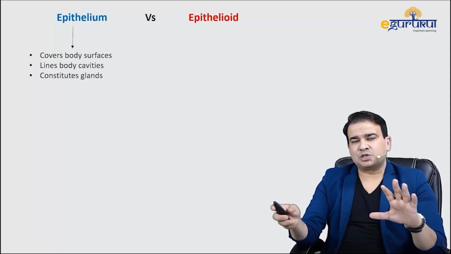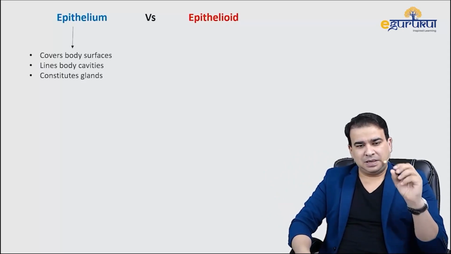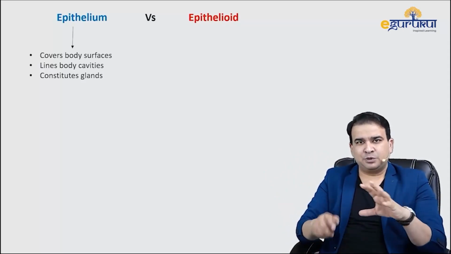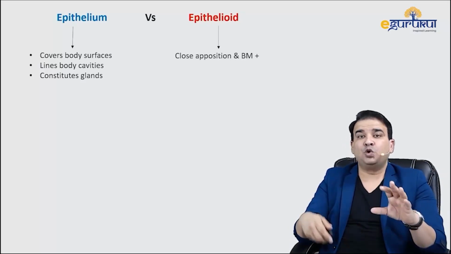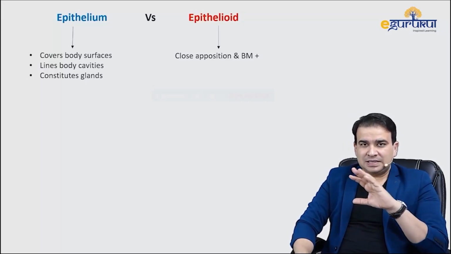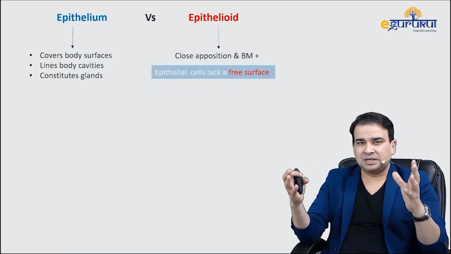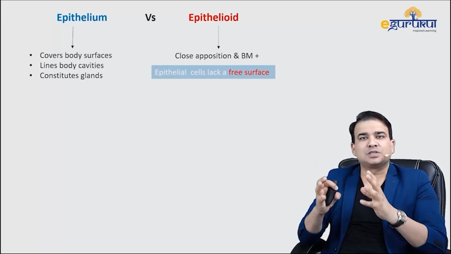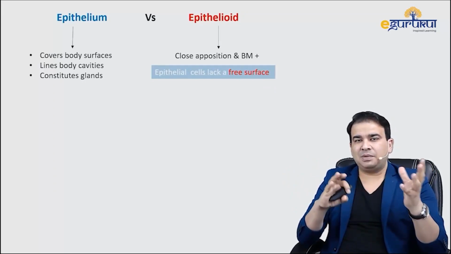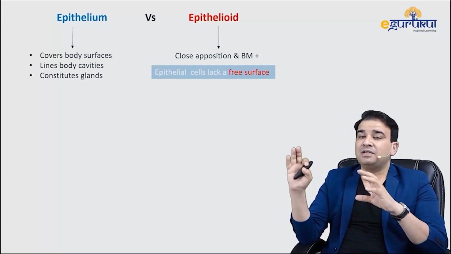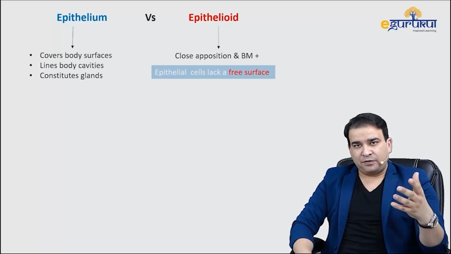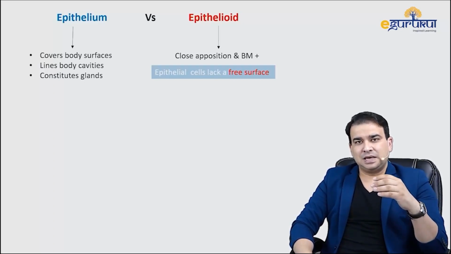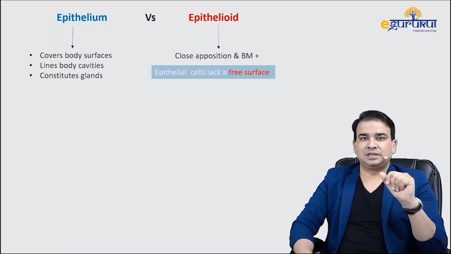In normal histology, epithelioid actually means those cells which have the appositional surface, and the basement membrane is also present, like the epithelium, but they do not have a free surface. If we don't have a free cell surface, then that cluster of cells is called epithelioid. So the main difference between epithelium and epithelioid is that epithelioids do not have a free cell surface. The cells from which the epithelioids are derived, that is immature cells, may have a free surface, but when they mature and become epithelioid, they do not have the free surface.